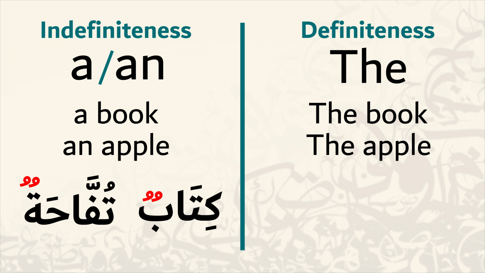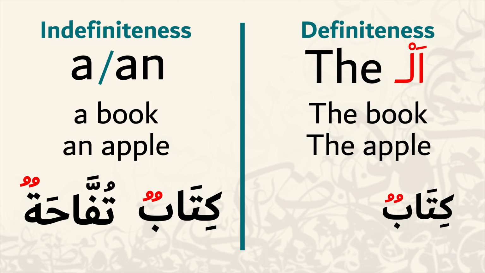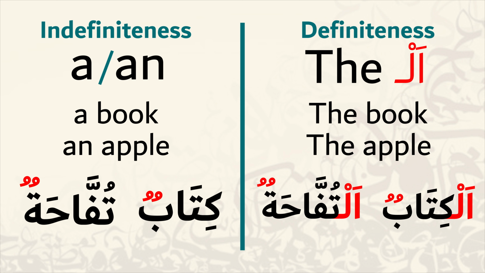The definite article in Arabic is the 2-letter prefix, al. Let's define these 2 examples, kitabun and tuffahatun. First, we add the definite article like this. And then we have to reduce the duplication sign, which is tanween, into only one single label, like that. Al-kitabu, at-tuffahatu. In fact, definiteness in Arabic is not simple like that.